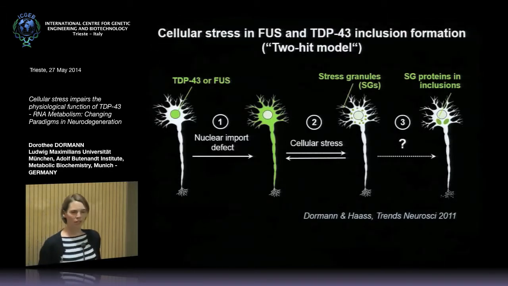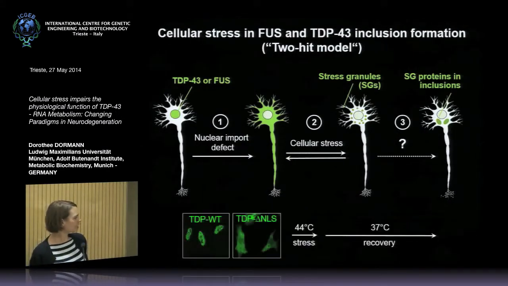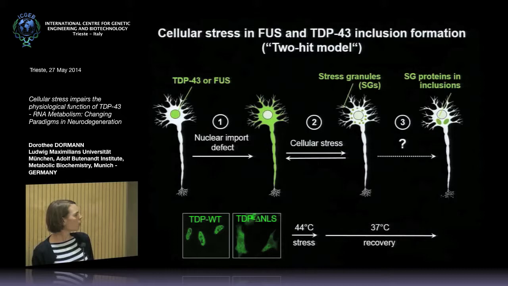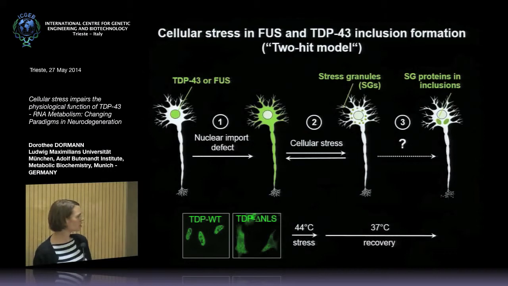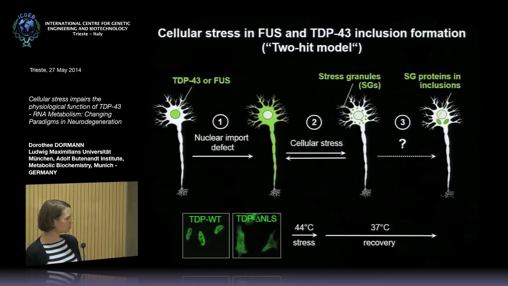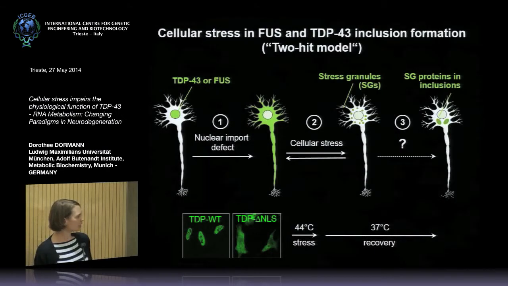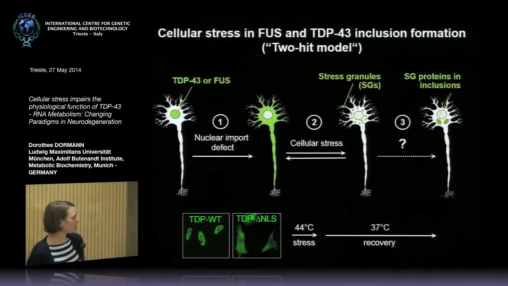A simple cell culture model that we used to study this process are HeLa cells that are stably expressing either FUS or TDP wild type, which are nuclear, or cytosolic mutants of the two proteins that have a defective nuclear localization signal, and therefore the proteins are partially cytoplasmic. We subject these cells to a form of cellular stress, for example, heat shock for 1 hour, and then let the cells recover from stress. In this case, we shift back the cells to 37 degrees, and then we can follow what happens during the stress recovery phase over time.